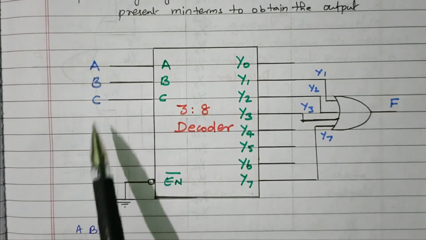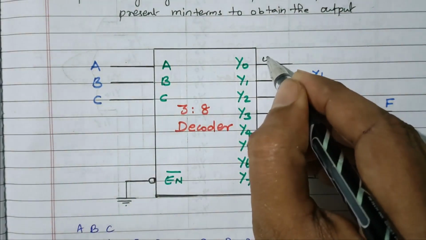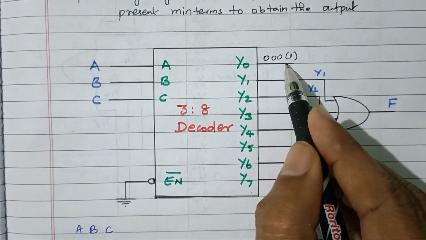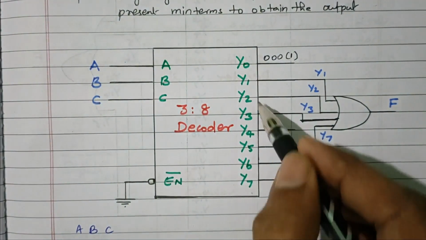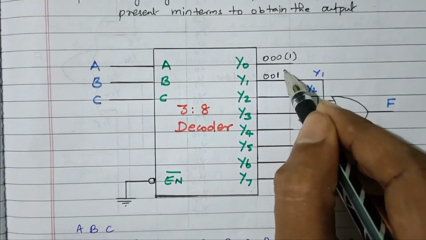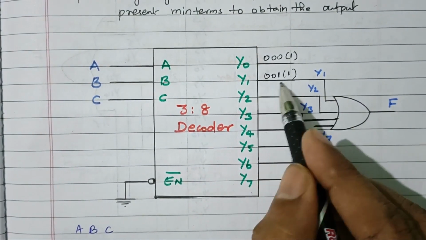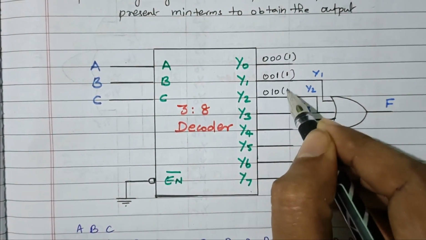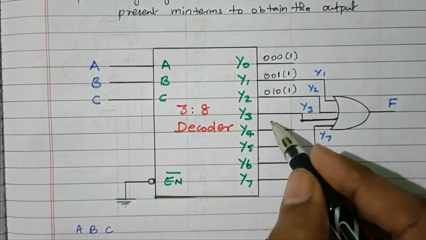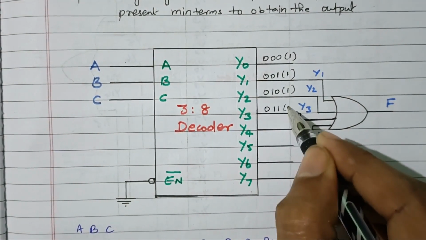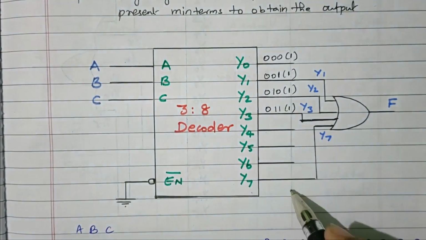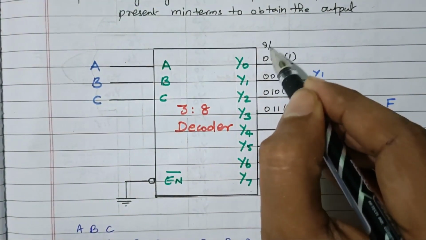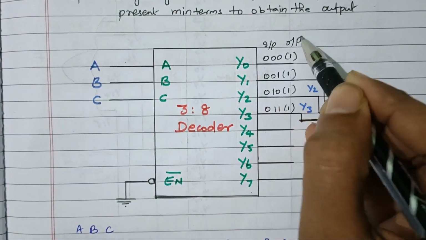For example, A, B, C may be 0, 0, 0. If all are 0, we'll get the output high here, 1. Other digits are 0. 0, 0, 1 means we'll get the high output here. Other digits are 0. 0, 1, 0 means we'll get the high output. Other digits are 0. 0, 1, 1 means we'll get the high output. Other digits are 0. So these 3 is the input and this is the output, right?